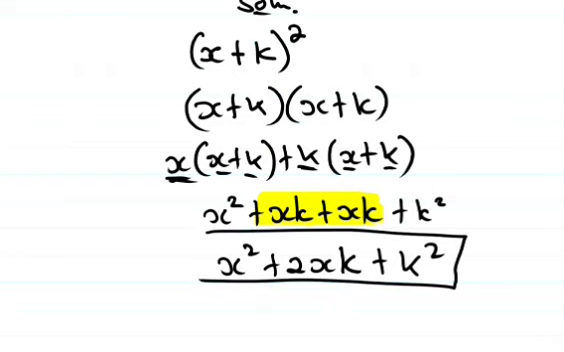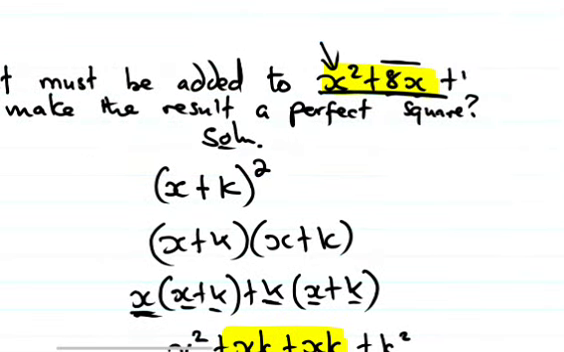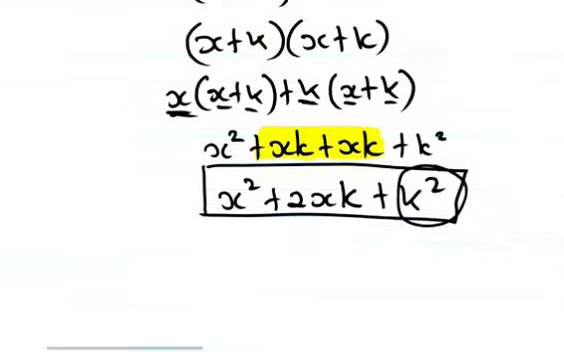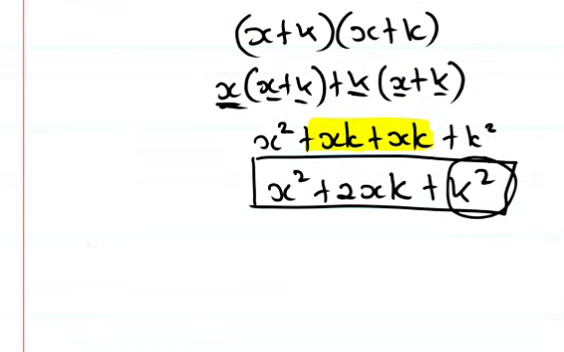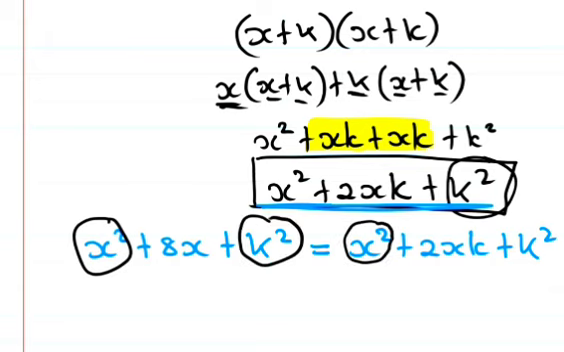Now it is the perfect square trinomial. Komano mu question moja tapatsidwa, ndekuti we supposed to add k square according to what we get here. Ndekuti apa expression ifeja we have x square plus 8x plus k square. Chimene chili apa, which is x square plus 2xk plus k square. Ndekuti this term here is the same as this term, and this k square here is the one to be added.